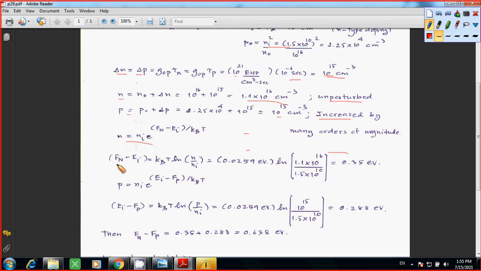Now you apply this equation to look for Fn minus Ei, the quasi-Fermi energy level. That gives you 0.35 electron volt, same as the Ei minus Fp for a p-type semiconductor. You end up with Ei minus Fp equal to 0.288 electron volt. Then you can find the gap between Fn and Fp. Simply add the two equations together. So on the left you have Fn minus Fp, and on the right 0.35 plus 0.288. That gives you 0.638 electron volt.